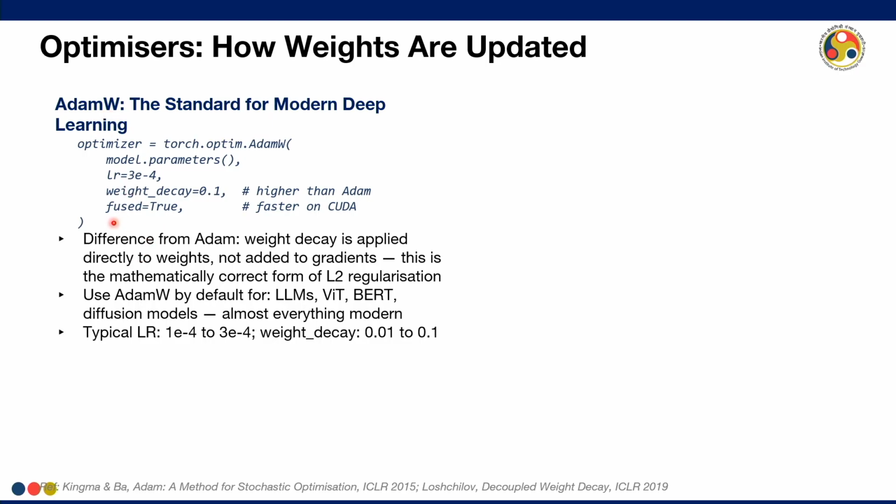This is widely used for your modern LLMs or transformer models like vision transformers or ViT, and the BERT model, which is an NLP model for natural language tasks. Diffusion models also mostly use this type of optimizer. You can see the hyperparameters: learning rate, the weight decay, and fused, whether it will be true or false. Fused operation will accelerate your training in CUDA.